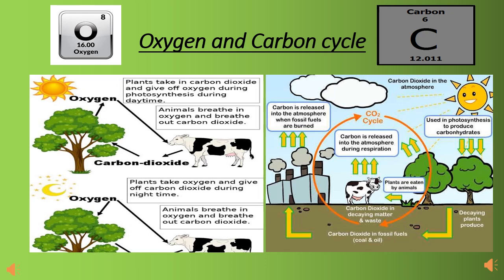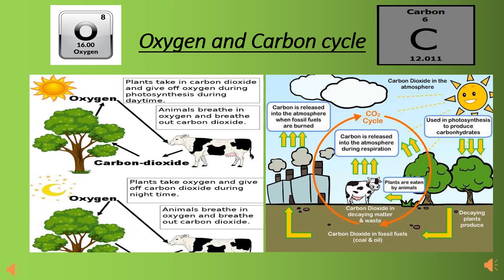carbon dioxide. The oxygen cycle is the cycle that helps move oxygen through the three main regions of the Earth: the atmosphere, the biosphere, and the lithosphere. Now let's come to the carbon cycle.